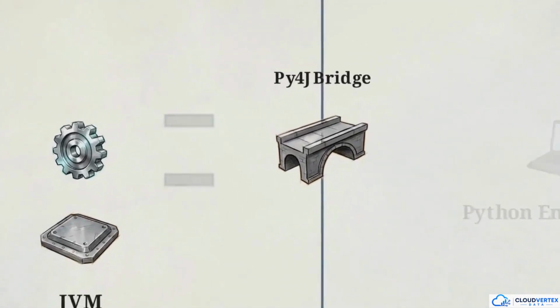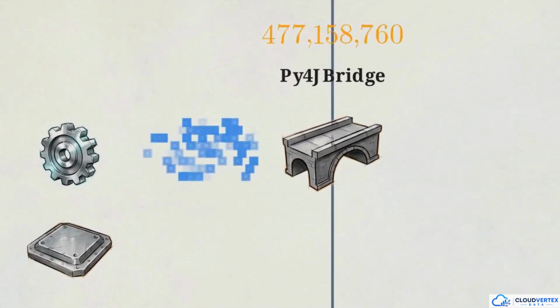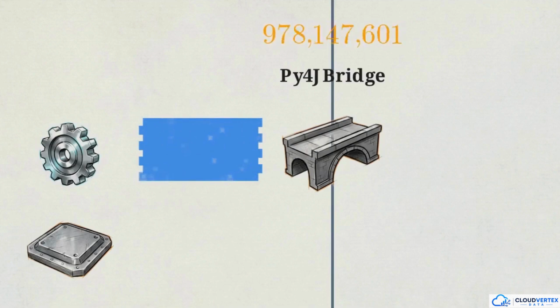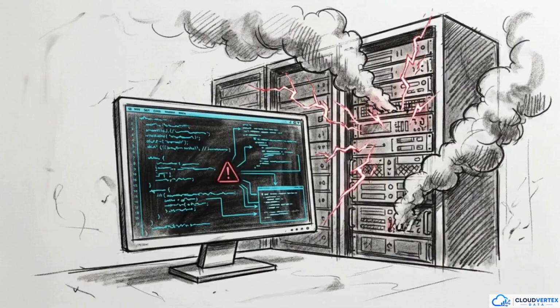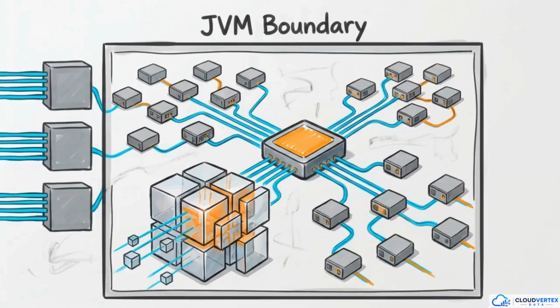This serialization happens row by row. If you process a billion rows, you cross that boundary a billion times. Syntactically flawless Python code can easily crash a cluster if you ignore the mechanics of the JVM. Writing efficient pipelines requires staying within the boundaries of the underlying execution engine.